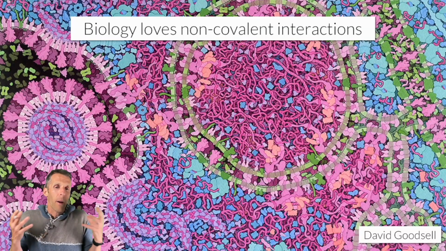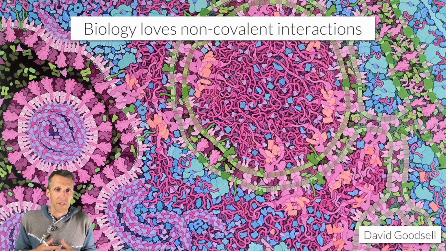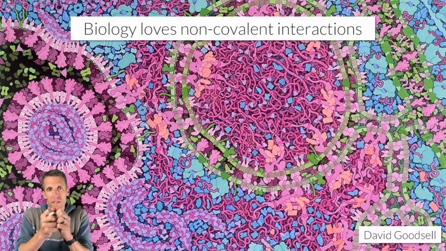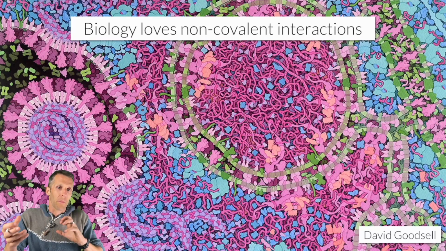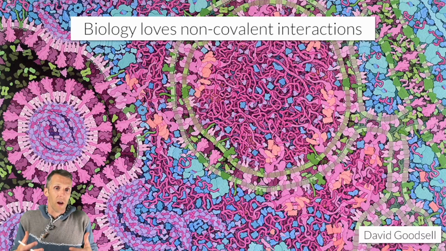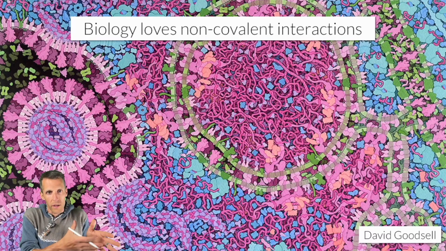So biology loves non-covalent interactions. In this painting here, what we're seeing is all of these different proteins that are all banging into each other. There's nucleic acids, there's other small molecules, and they're all interacting transiently. They're running into each other, they're interacting for a while, they're falling apart. And this is really important for cells to do things like respond to their environment, right? They're not just locked into one configuration.